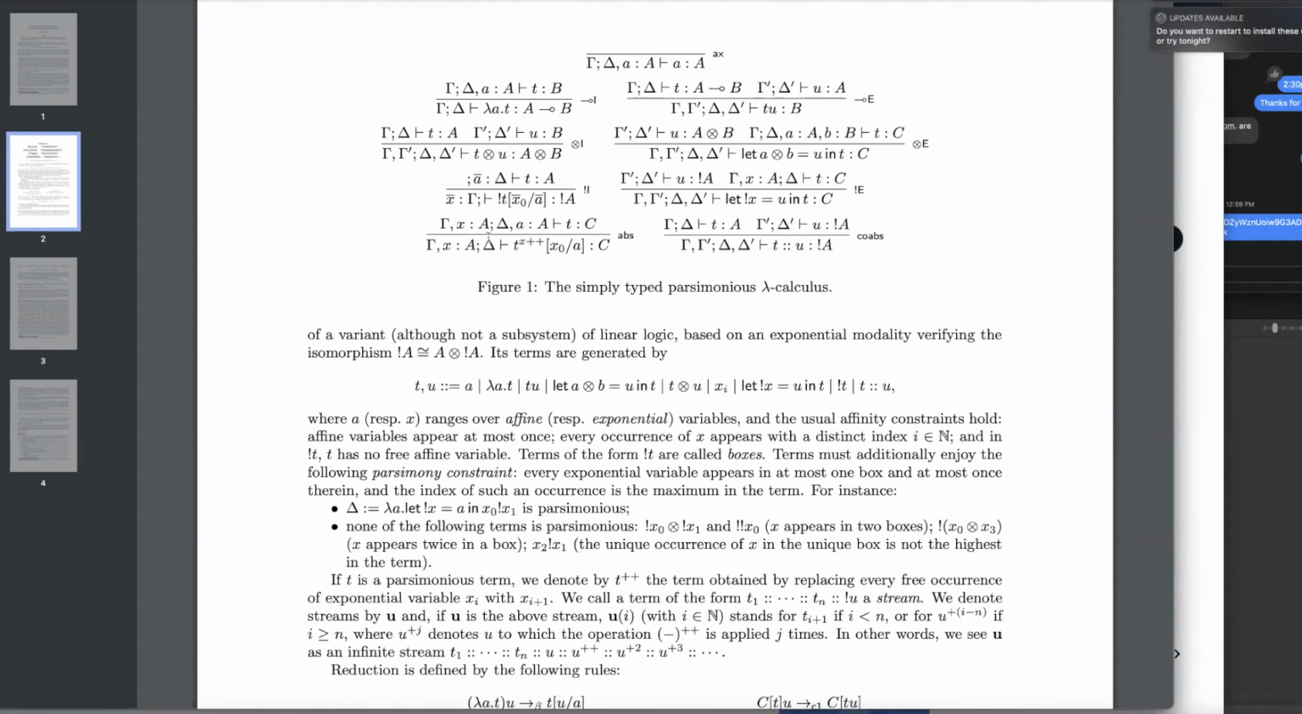And over here, this is going to be the dual of that. So let's see if we can pick this apart.